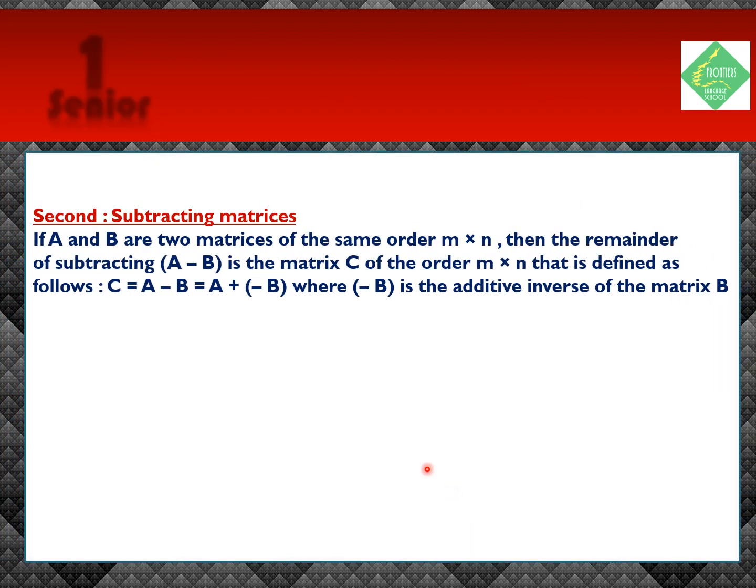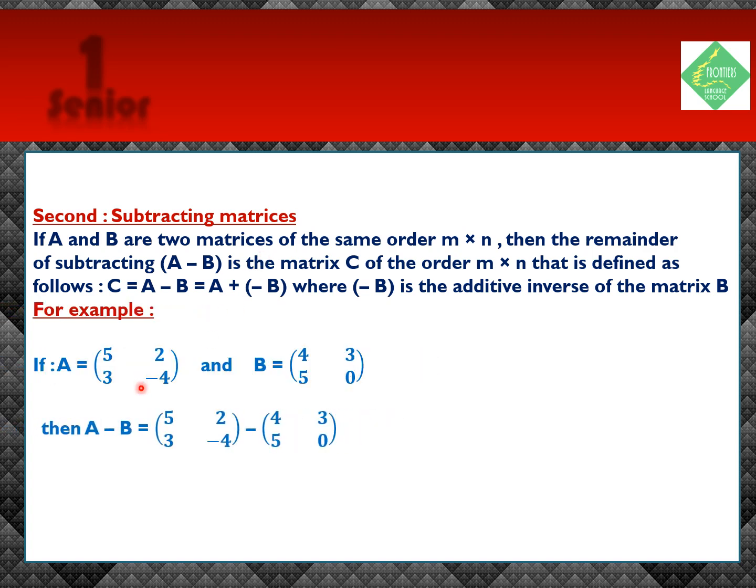Subtracting matrices. To subtract any matrices, they must have the same order. If you have, like here, A equals 5, 2, 3, negative 4 and B equals 4, 3, 5 and 0, when you subtract them 5 minus 4 is equal to 1 and 2 minus 3 is equal to negative 1. 3 minus 5 is equal to negative 2, and negative 4 minus 0 equals negative 4.